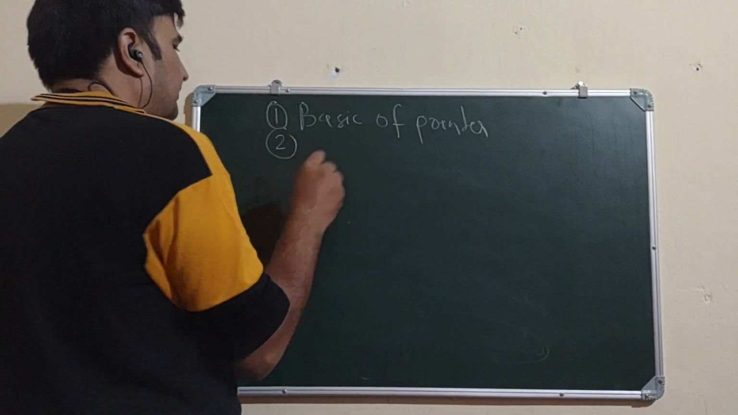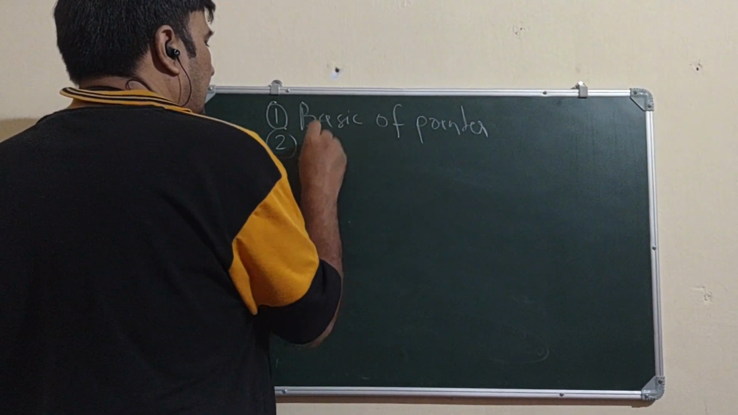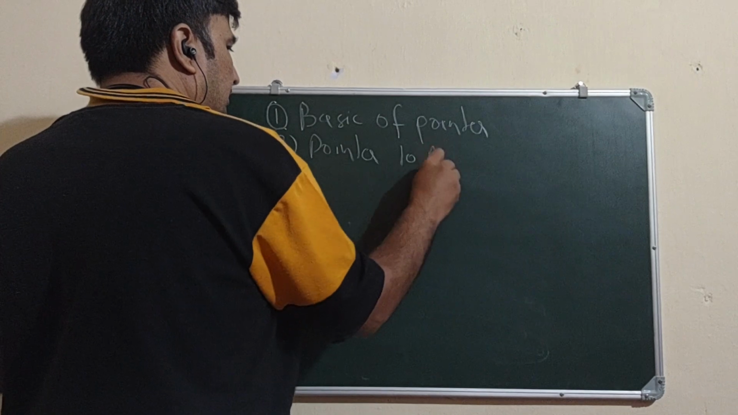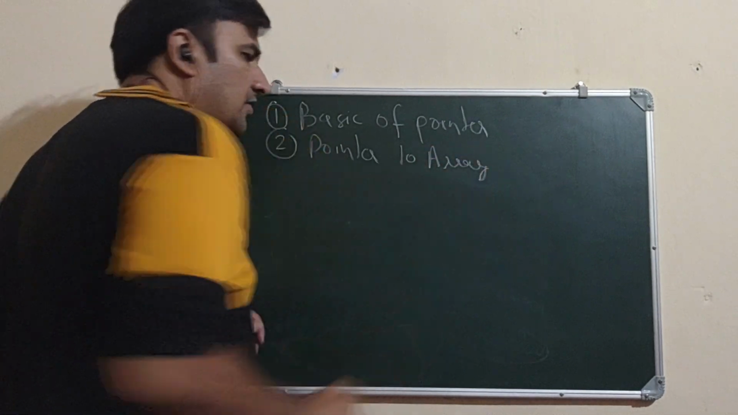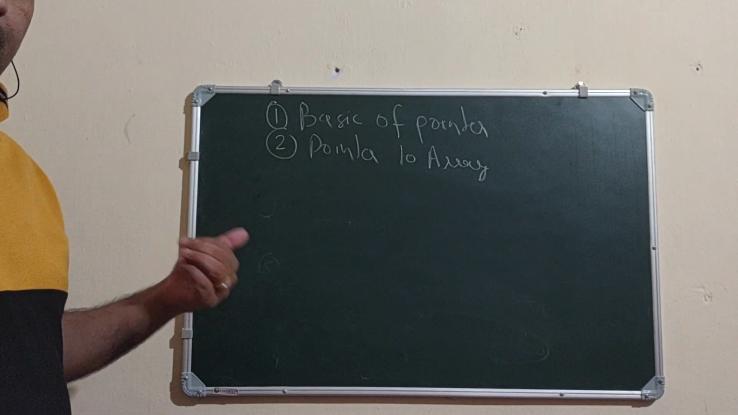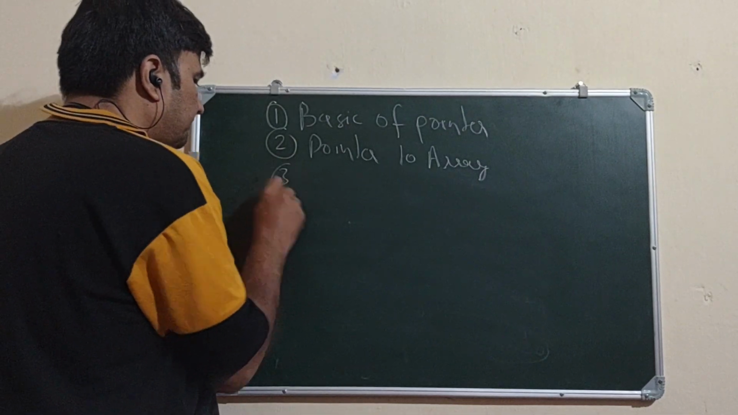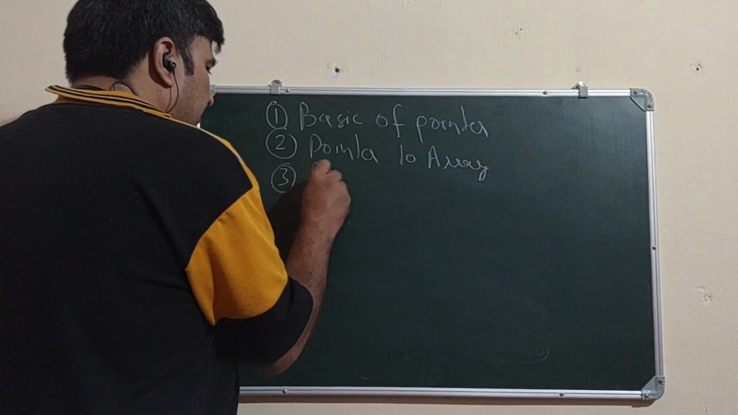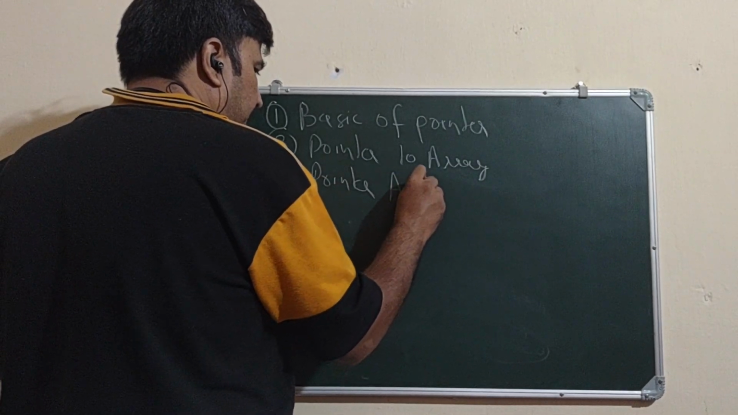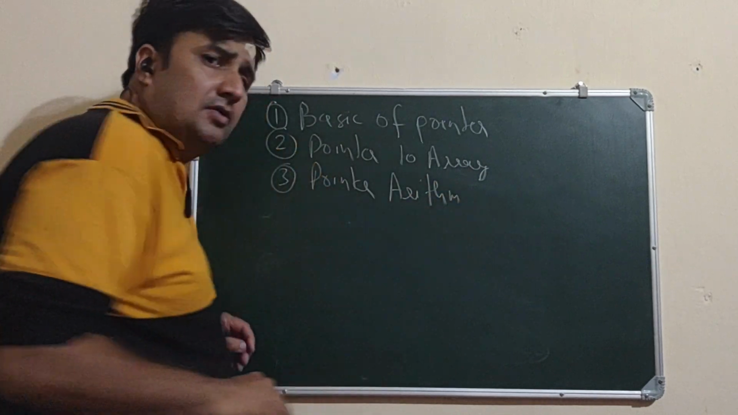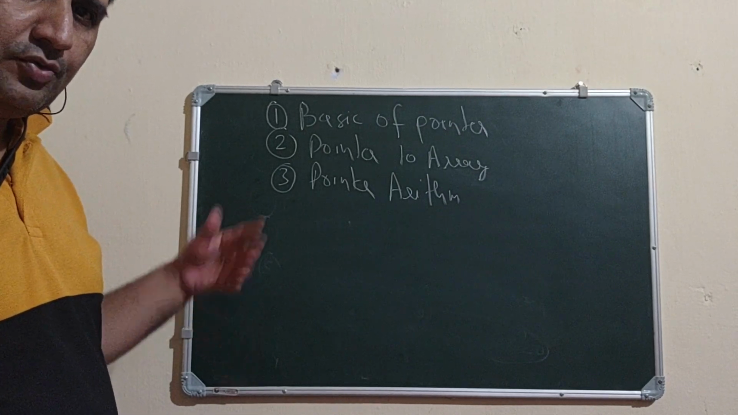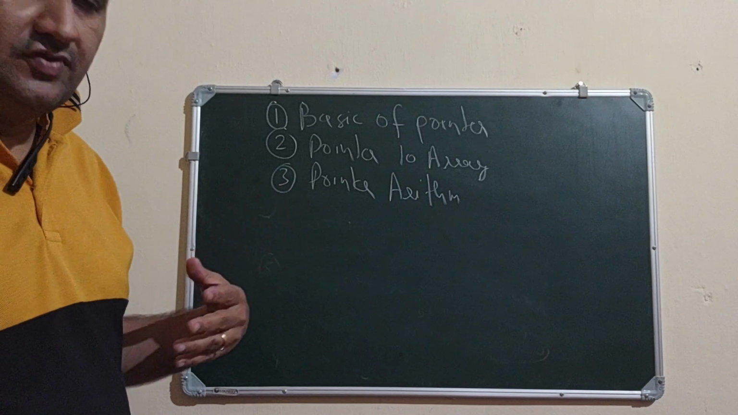The second thing is pointer to an array. Here we are going to see how we can access different elements of the array using pointers. Then pointer arithmetic. Here we are going to see what arithmetic operations we can perform on pointers, and why they are valid and why others are invalid.